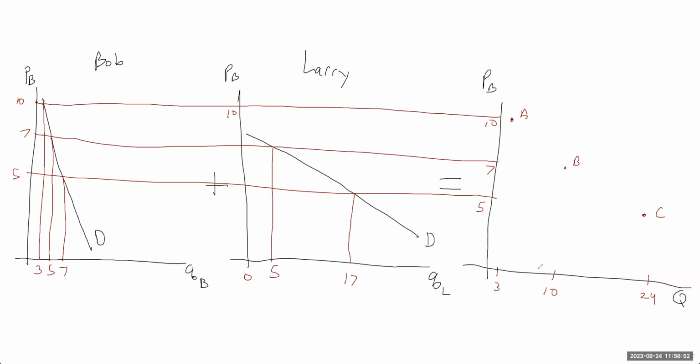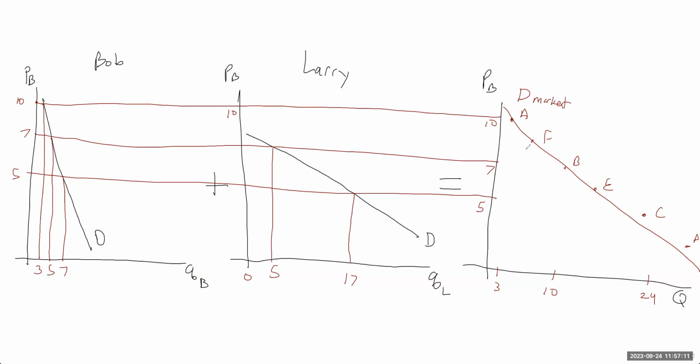We could do that for other prices. We could get point D, point E, point F. And then when you connect these dots, we have the market demand curve for beer. And that's how demand curves are generally created.